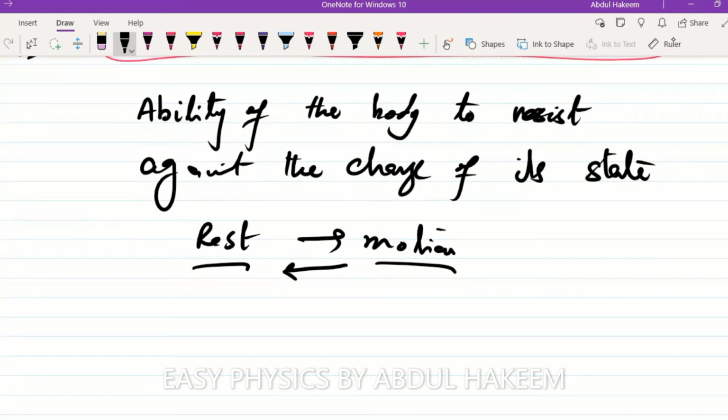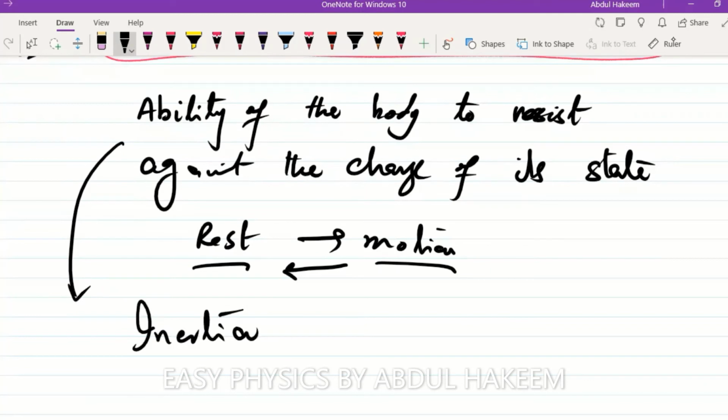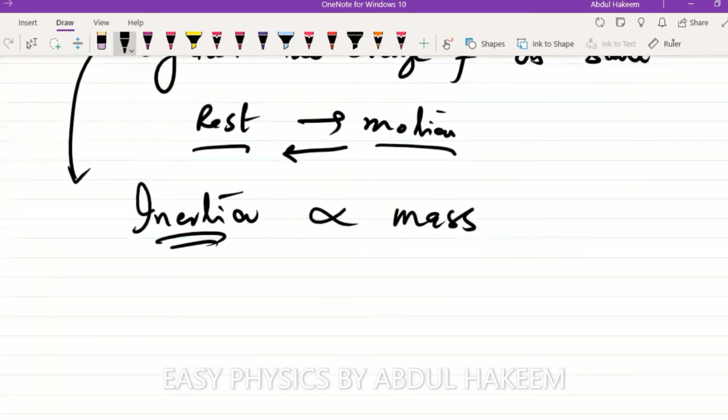During the change of the state, the object will resist against the change, and this ability is called inertia, which is totally dependent on the mass of the object. It's not a physical quantity because it cannot be measured. We can compare only on the basis of the mass. So inertia has no unit. It is not a physical quantity. It's the ability to resist against the change of the state. It is only compared, not measured. More mass, more inertia. Less mass, less inertia.